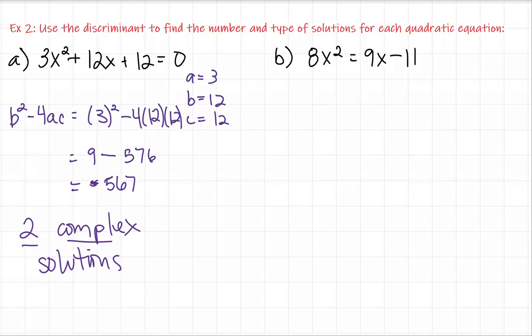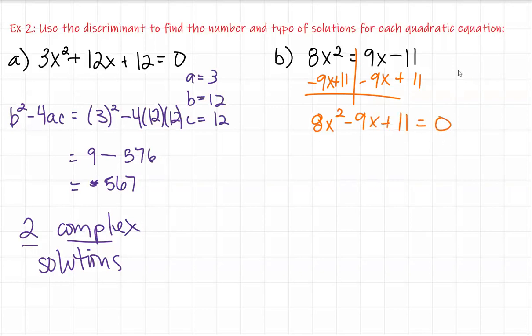Now, when we use our discriminant, we still need to remember that everything has to be on the left. So for part B, before I can use my discriminant, I first have to do some math. Minus 9x plus 11 on each side. We get 8x squared minus 9x plus 11 equals 0. A is 8, B is -9, and C is 11. So our discriminant is -9 squared minus 4 times 8 times 11.